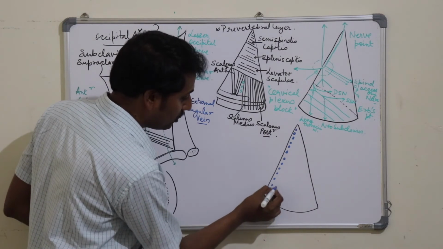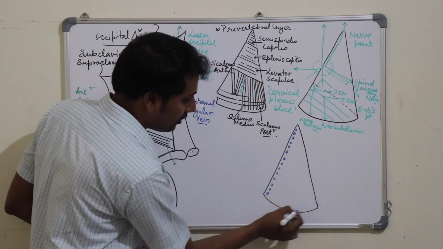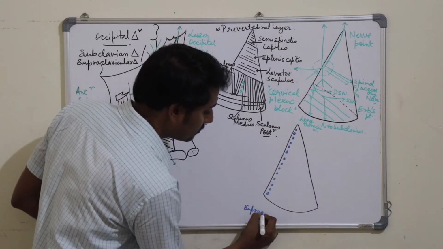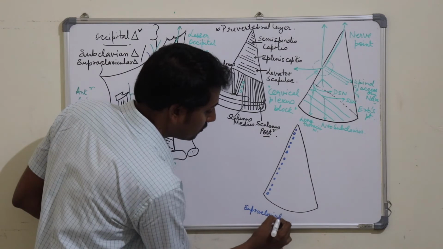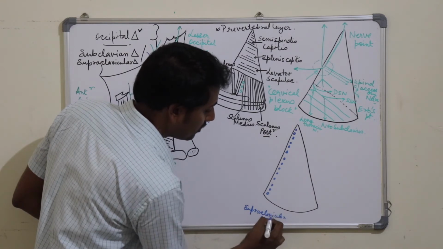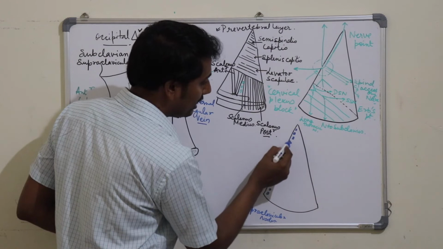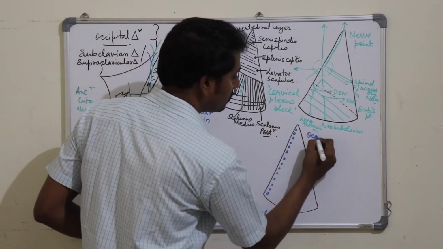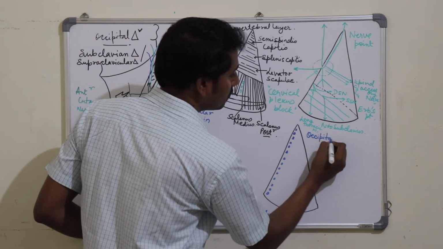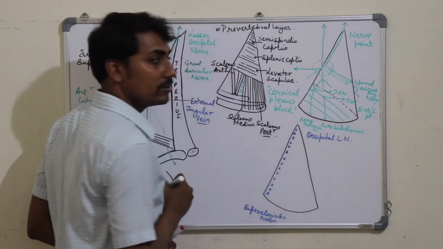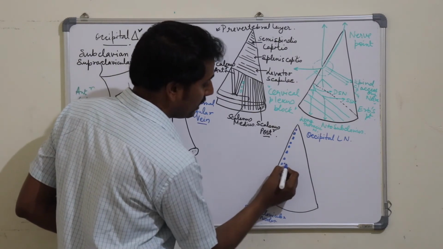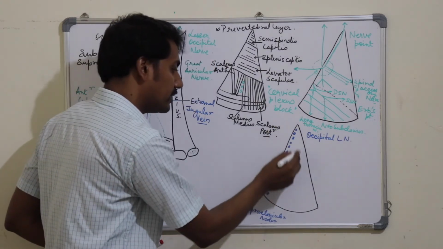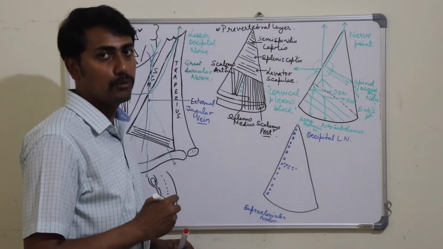These deep cervical lymph nodes present in the supraclavicular triangle are known as supraclavicular nodes. And the deep cervical lymph nodes present in the apex of the posterior triangle are known as occipital lymph nodes. Some deep cervical lymph nodes are also present along the course of the spinal accessory nerve. So these were the groups of the deep cervical nodes present in the posterior triangle.